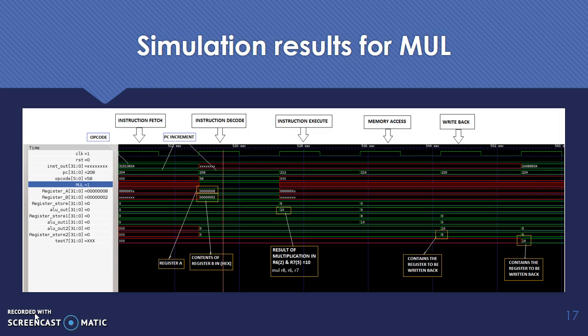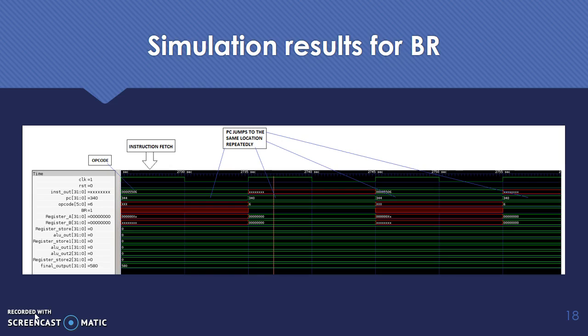BR is a J-type instruction, which is a branch instruction without any condition. So in this case, it is just jumping to the same program counter again and again. We can clearly see that from the waveform and the pointers indicated.